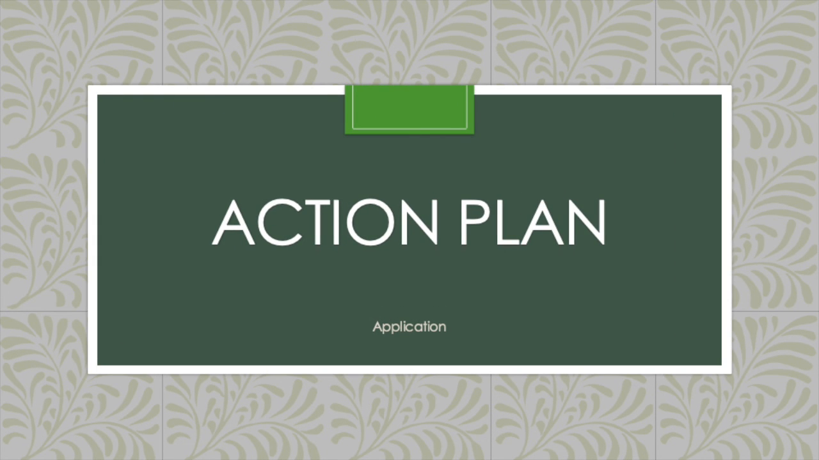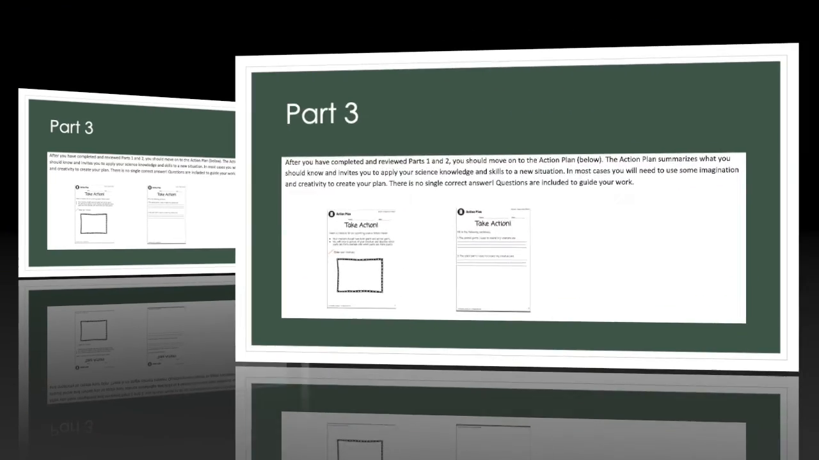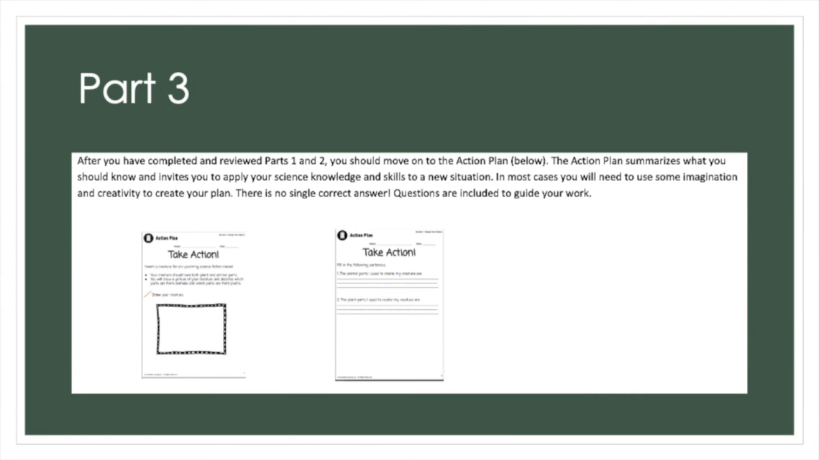Part 3, the action plan, where we will apply everything that we've learned about plants and animals and how they survive. Action plan part 3. After you have completed and reviewed parts 1 and 2, you should move on to the action plan below. The action plan summarizes what you should know and invites you to apply your science knowledge and skills to a new situation. In most cases, you will need to use some imagination and creativity to create your plan. There is no single correct answer. Questions are included to guide your work.